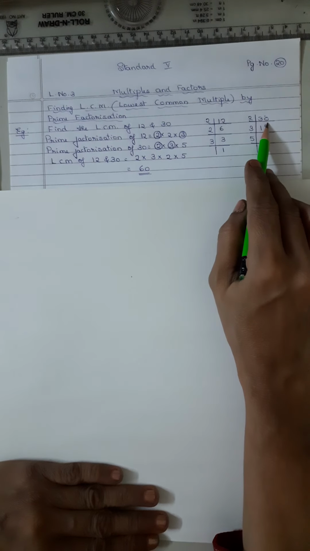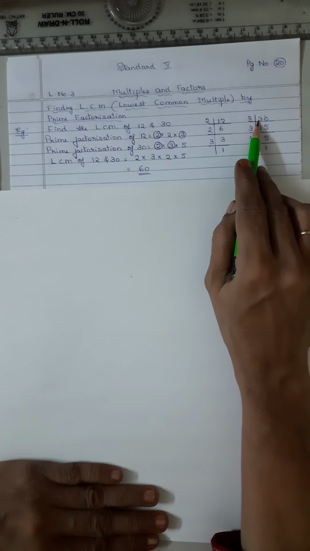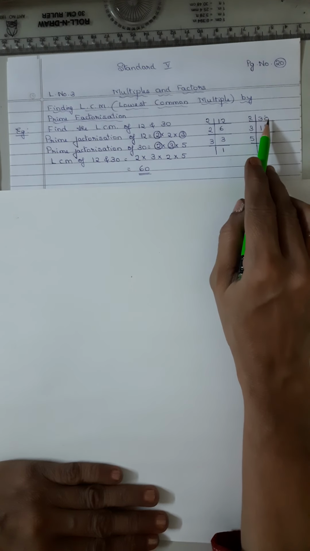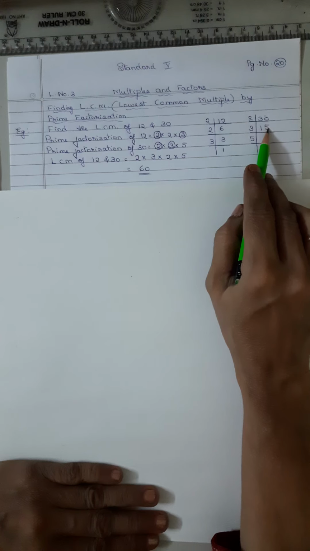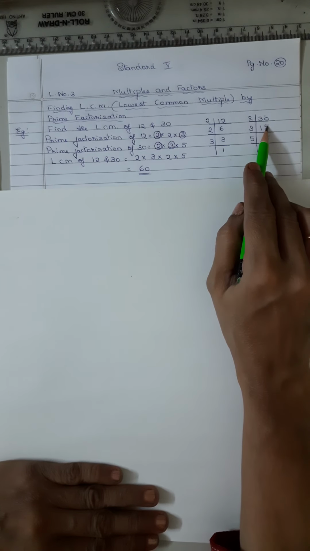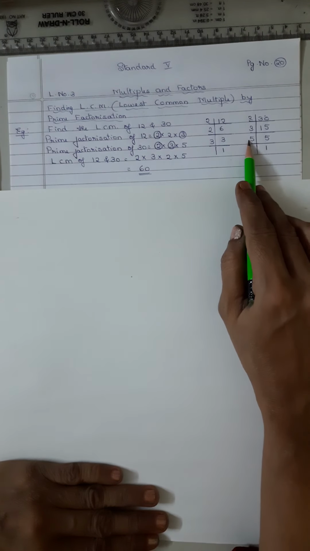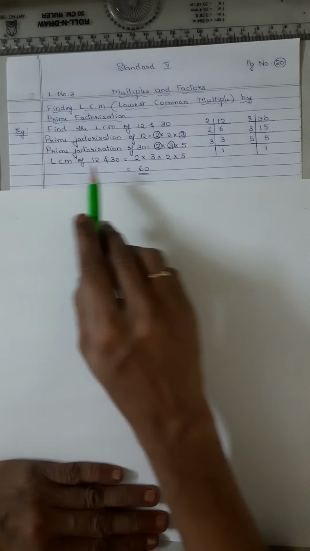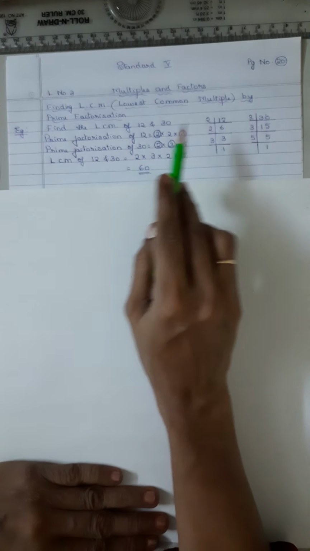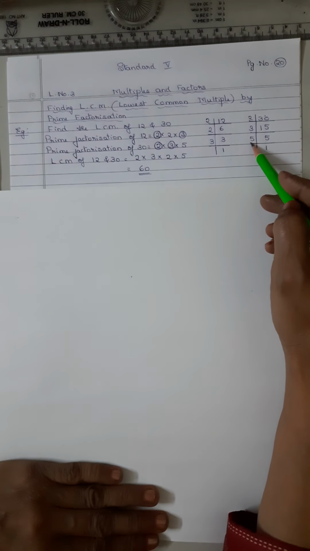Now 30. It is an even number. Start with 2. 2 ones are 2. 1 remains, 1 and 0, 10. 2 fives are 10. Now 5, ending with 5, means not an even number. So try with 3. 3 fives are 15. Now 5 is a prime number, so divide by 5. 5 ones are 5. Now write the prime factorization of 30 is equal to 2 into 3 into 5.